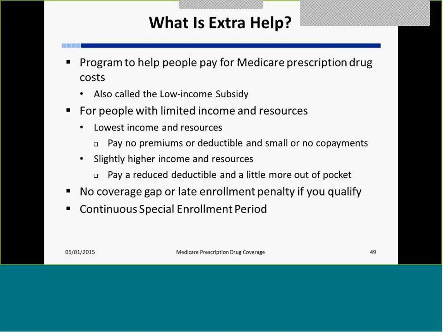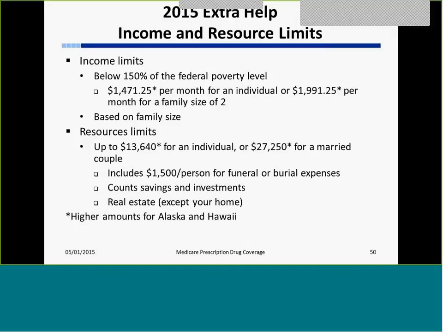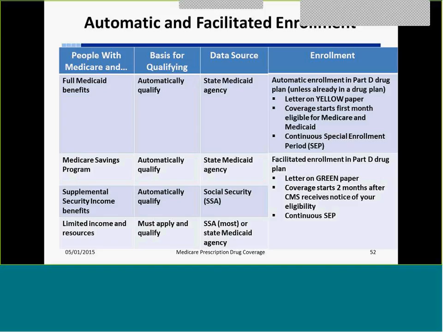Low income subsidy program again, extra help, give benchmarks. I will email this out and make this available, qualifying for extra help, because we've already touched on this. This is important because it talks about automated and facilitated enrollment. So sometimes you'll hear me talk about auto enrolls. So, we have full Medicaid benefits. If I do not pick a Part D plan, I can be automatically enrolled into a Part D plan whether I want one or not because of my Medicaid status. Okay?